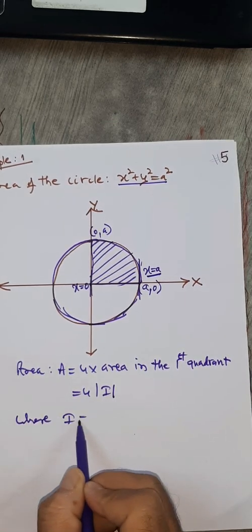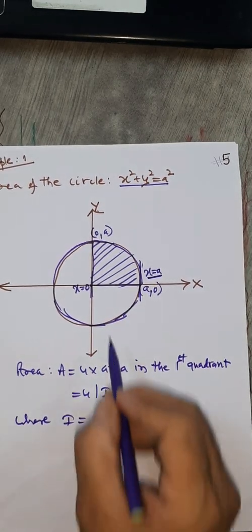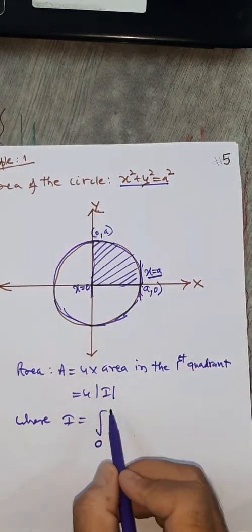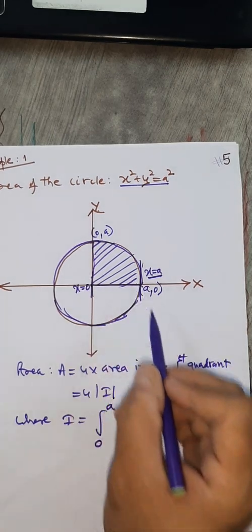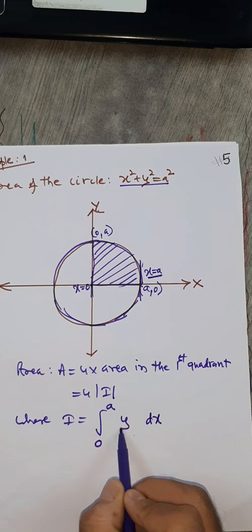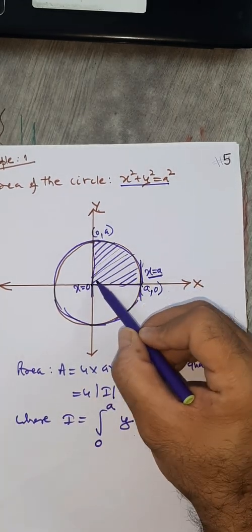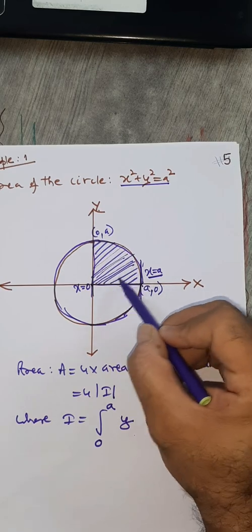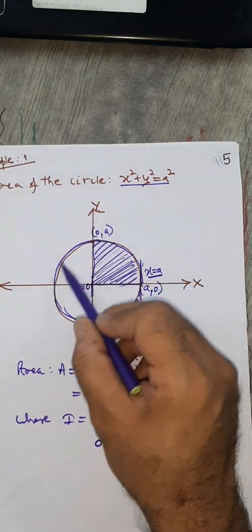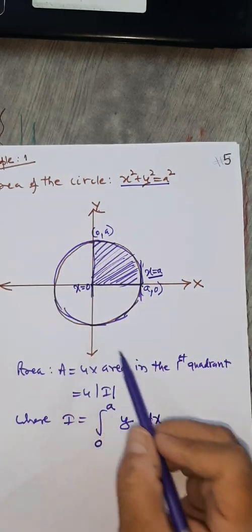where I is given by integral from where area starts 0, where it ends a, right? You are doing about which axis? X-axis. So I'll write dx, and here I'll write y dx. Right, we are just finding area of the circle in the first quadrant and you just multiply with 4. So you will get this total area of the circle.